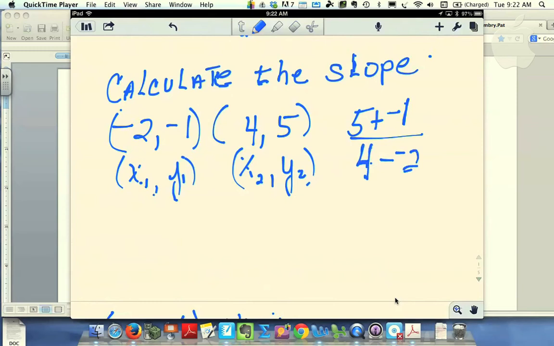I'll change these to add the opposites, and this becomes 6 divided by 6, and 6 divided by 6 is 1. So the slope of this line is 1.